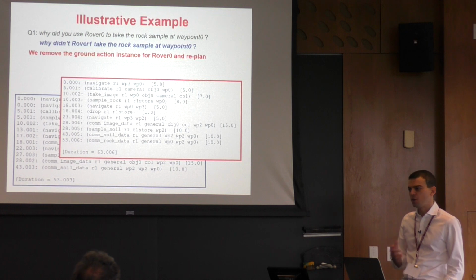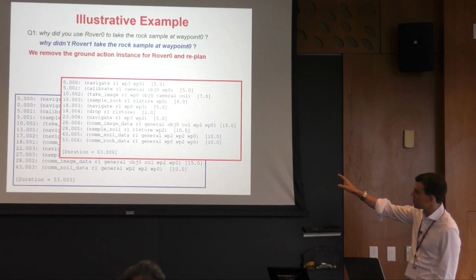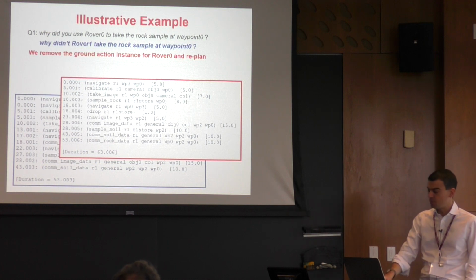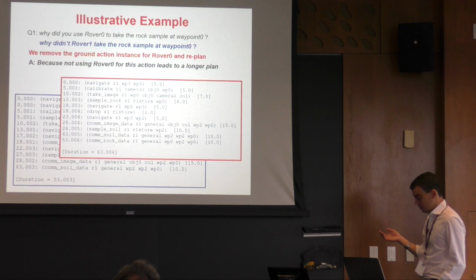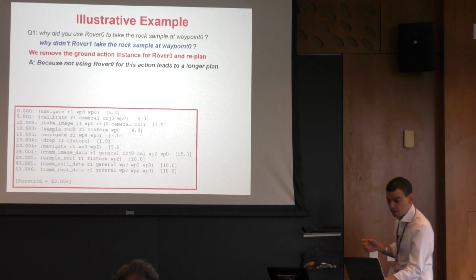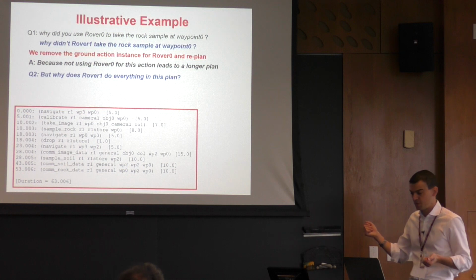However, it's still not completely satisfactory, because if I look at this new plan, rover 1 is doing everything. So the question is: why are you only using rover 1 for doing everything? Can you use rover 1 and rover 0 in order to improve this plan?